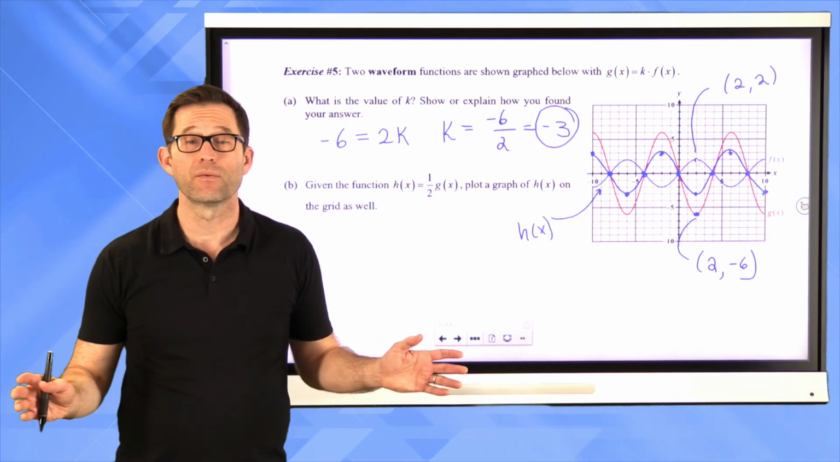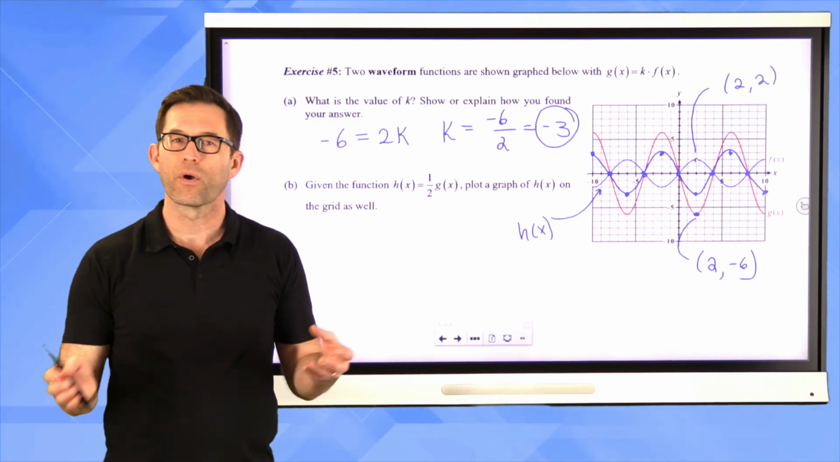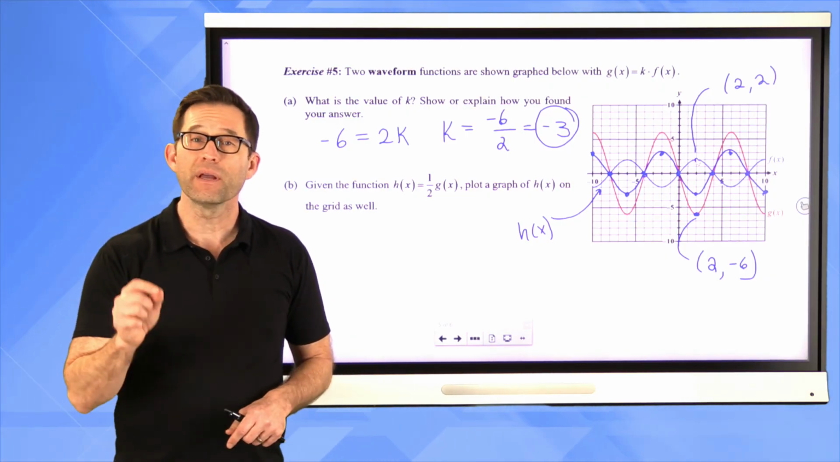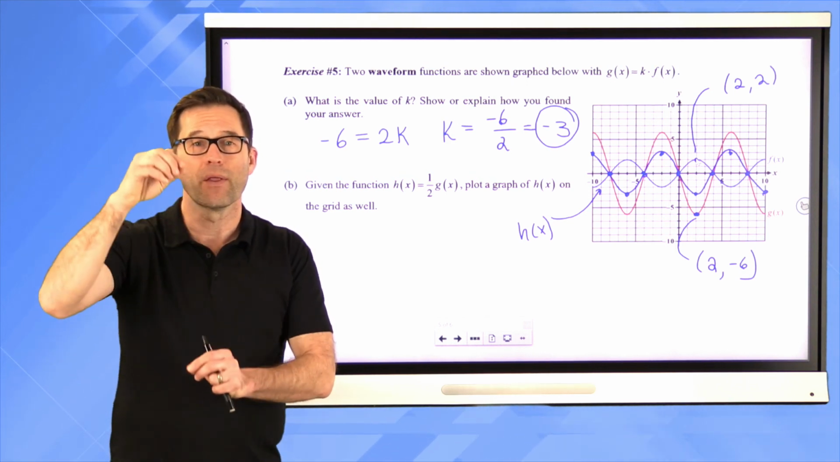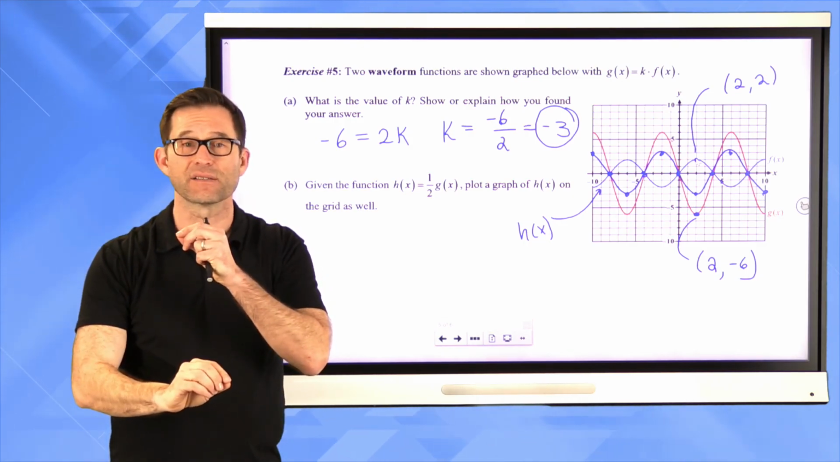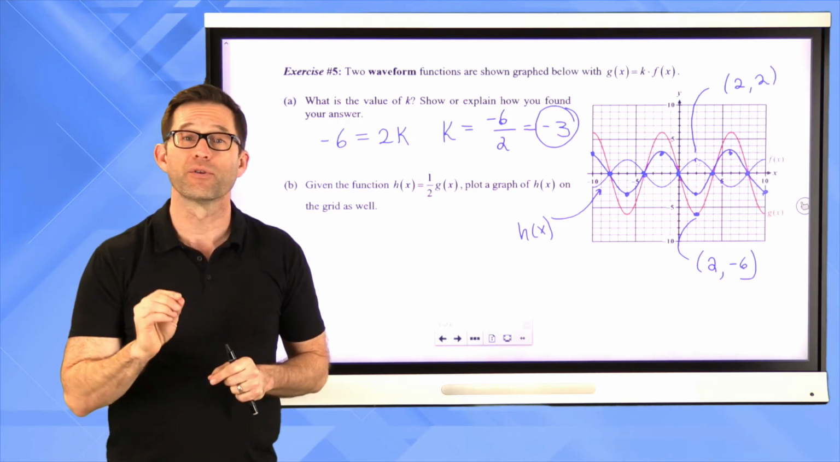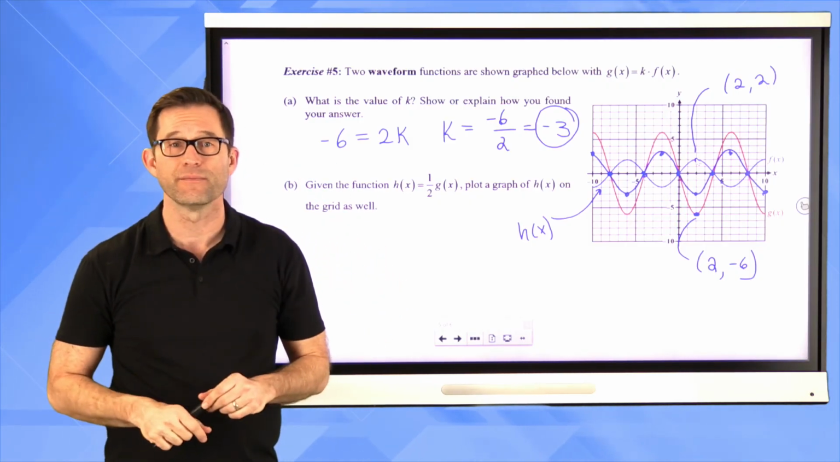But that's it. And again, whether we're talking about a positive value of k or a negative value of k, the big difference is if it's negative, it's not only going to maybe change the shape of the graph, but it's also going to reflect it across the x-axis. Now, the shape won't change if we multiply by -1, but its orientation will as it reflects across.